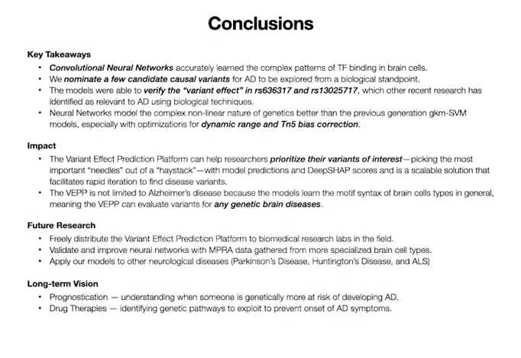In conclusion, our CNN models accurately learn the complex patterns of TF binding in brain cells and identify candidate causal variants for AD, some already validated by biological experiments and others still to be explored. Our novel model architecture, combined with the optimizations for dynamic range and Tn5 bias correction, significantly improved accuracy and helped us perform better than the GKM-SVM models used in previous research.